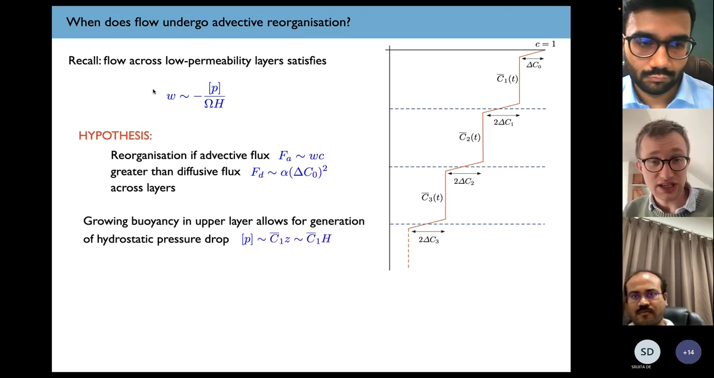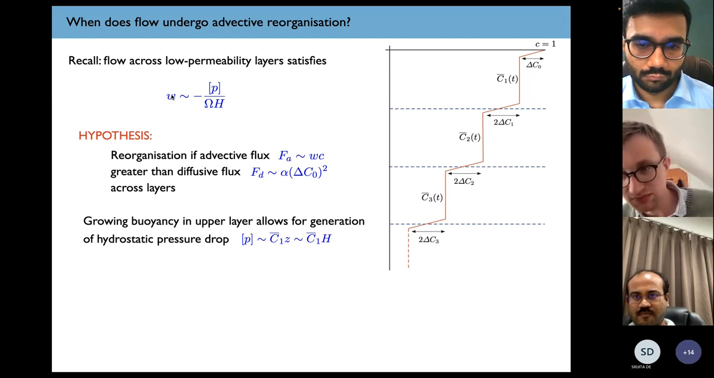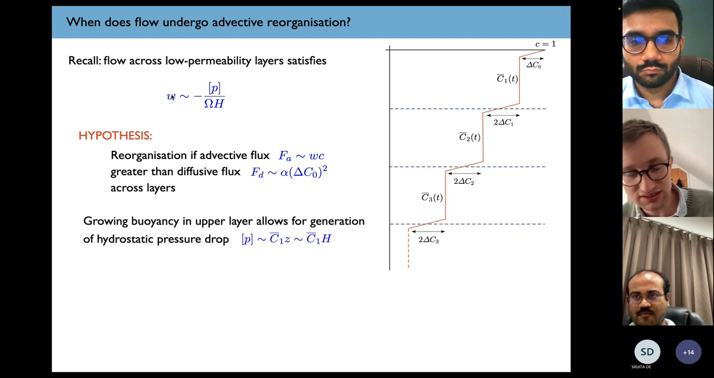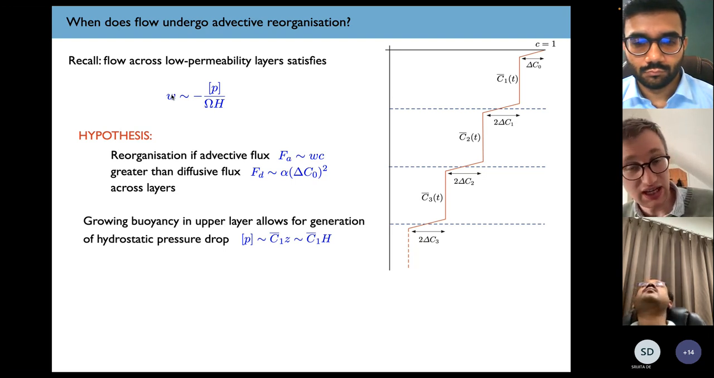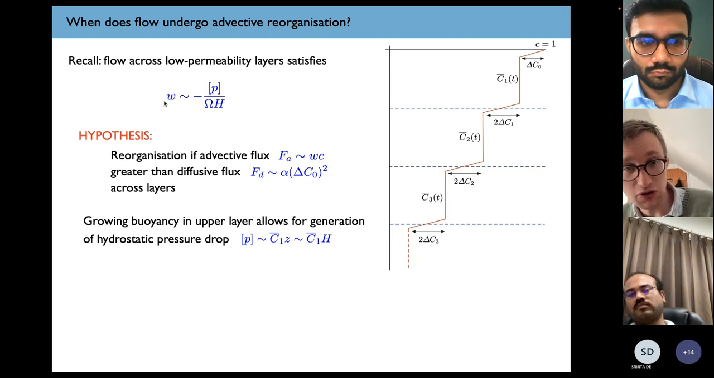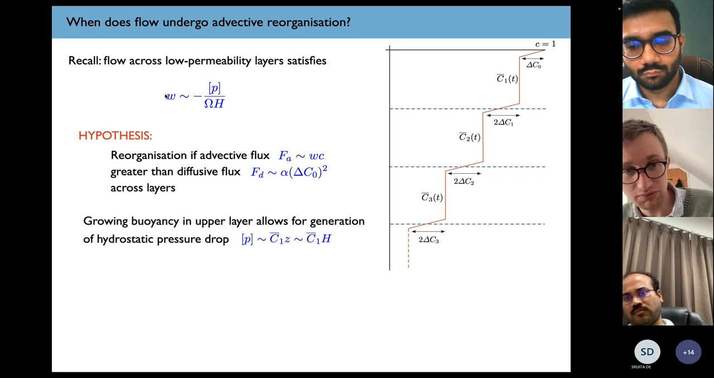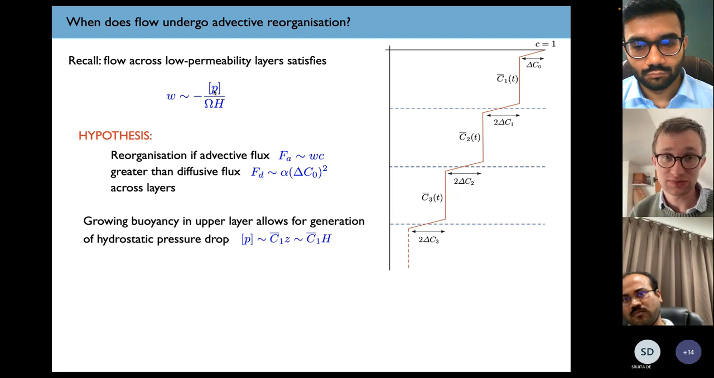So in other words, in order to generate flow across the layer in this high omega limit, so the layers have a high impedance, it's difficult to get across them. There is, on the face of it, no flow across the layer, so it's just diffusion, so W is zero. The only way to get flow is to make this pressure jump big. So the way you're going to get some advective reorganization is by maximizing this jump in pressure across the layers.